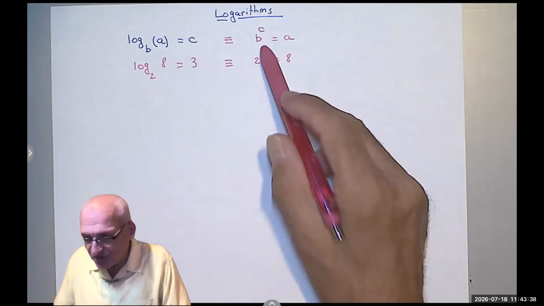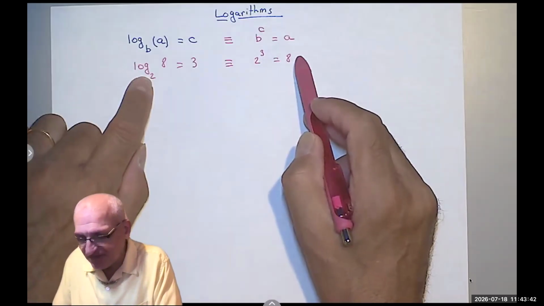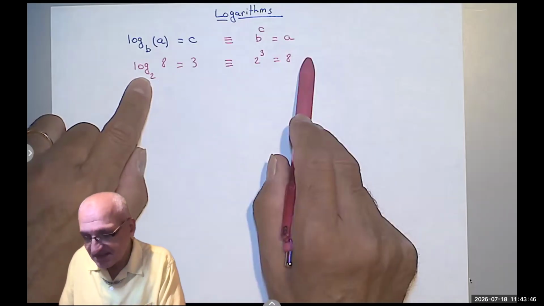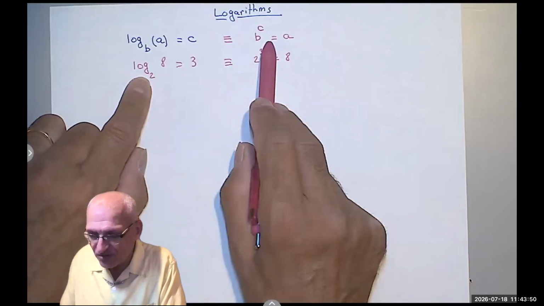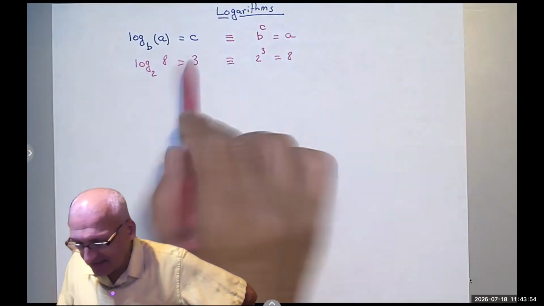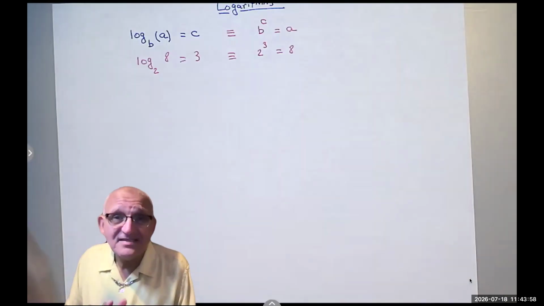Remember, this is the exponent. 2 to the third equals 8. If I want to write it as the inverse, I take logarithms of both sides and say log of 8 equals log of 2 to the third power, and we'll see how that translates into this in a second. Now the bases.